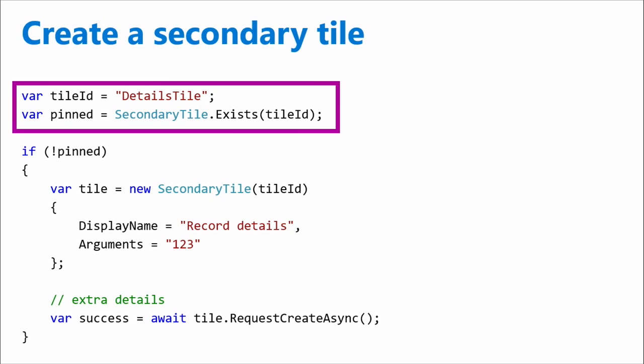So just to clarify then, the primary tile you define in the manifest, don't you? So you include the assets for it and you declare it in the manifest. You can change the content of the primary tile programmatically.